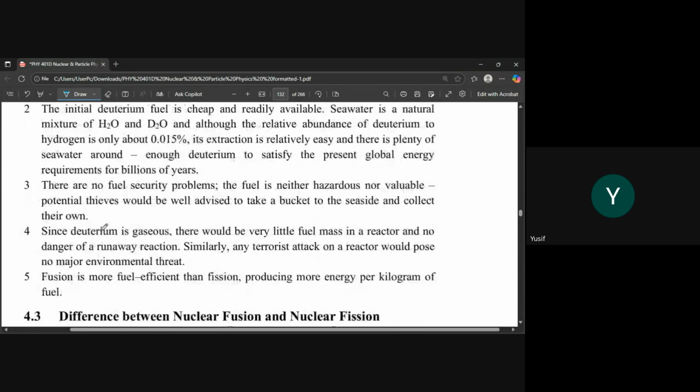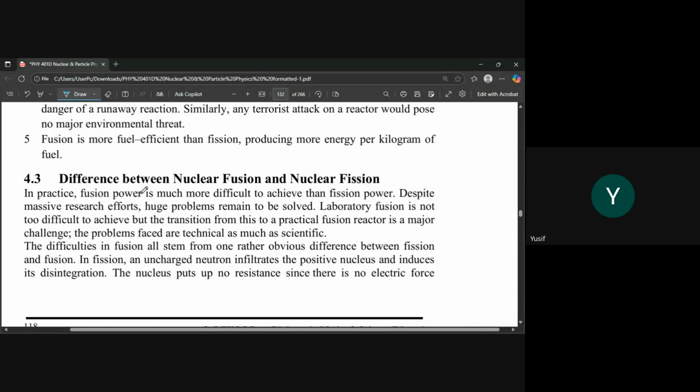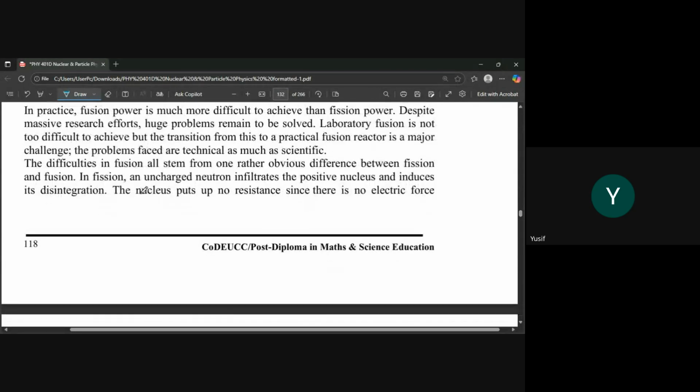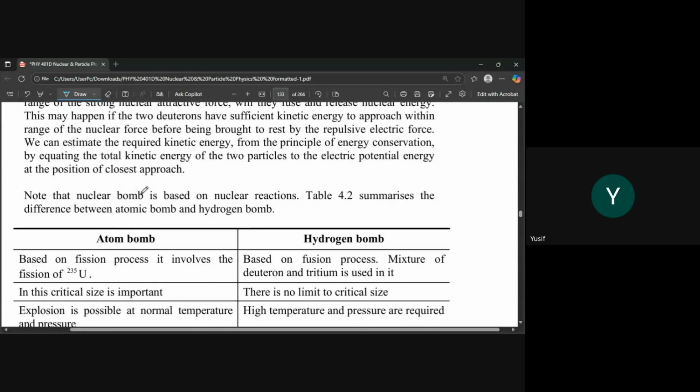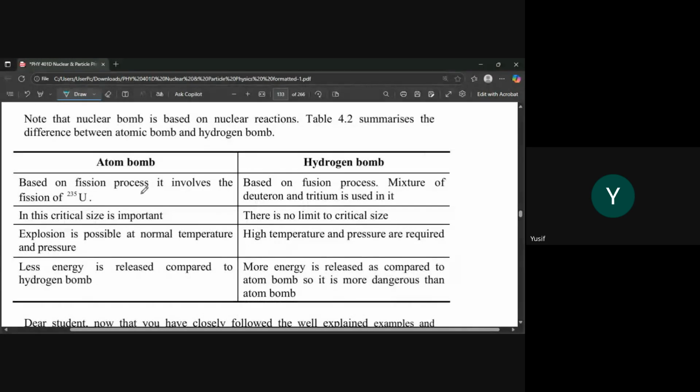Also, fusion is more fuel efficient than fission, producing more energy per kilogram of fuel. Then we move on to the difference between nuclear fusion and nuclear fission. I'll leave that one for you to read because I have barely some minutes to finish this.